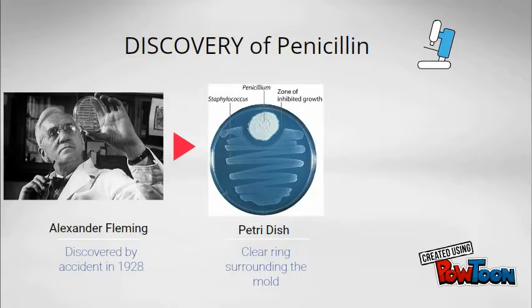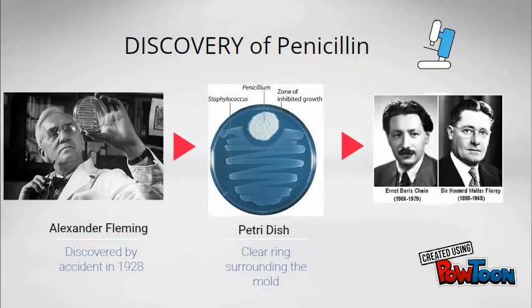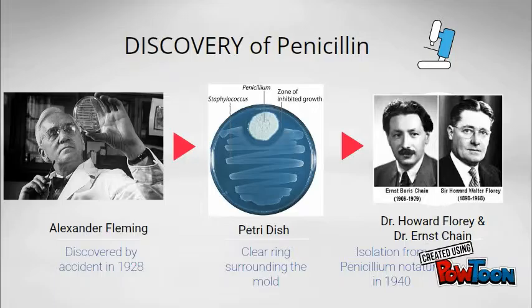This clear zone immediately around the mold was later identified as a rare strain of Penicillium notatum, but not until 1940 was penicillin successfully isolated by Dr. Florey and Dr. Chain, and mass production of penicillin began.